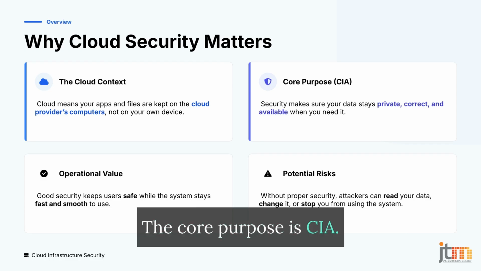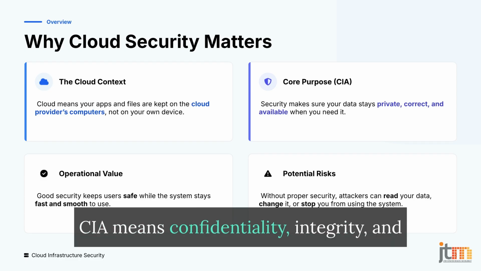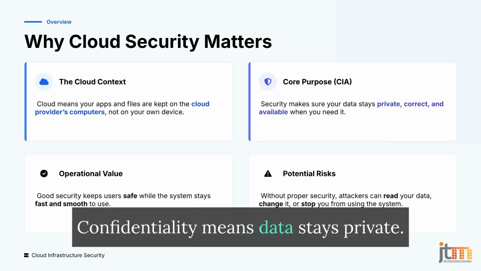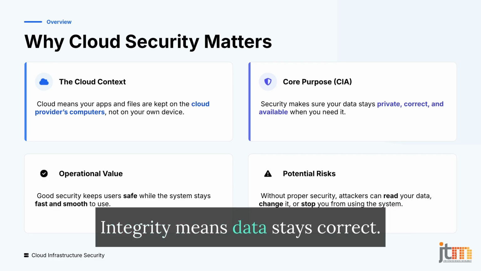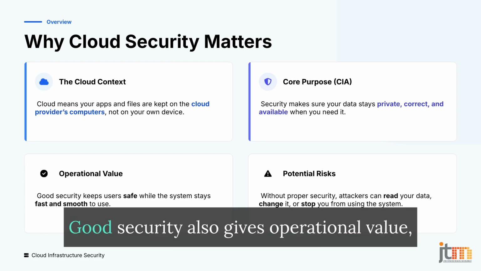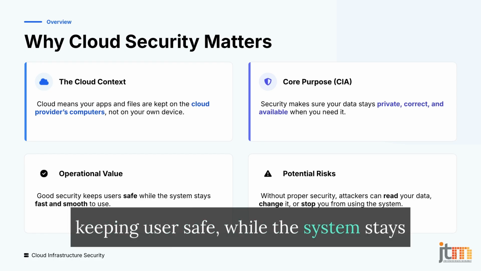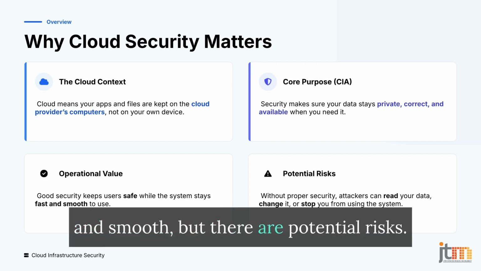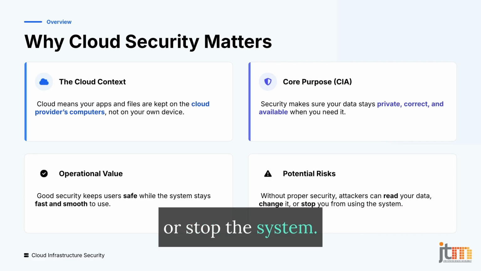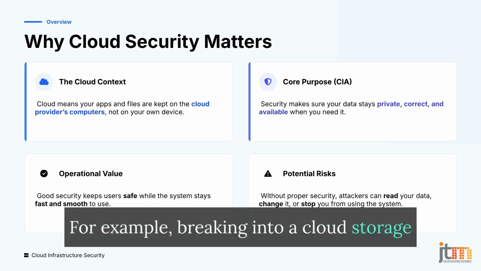The core purpose is CIA. CIA means confidentiality, integrity, and availability. Confidentiality means data stays private. Integrity means data stays correct. Availability means data is available when you need it. Good security also gives operational value, keeping users safe while the system stays fast and smooth. But there are potential risks. Attackers might read your data, change it, or stop the system, for example, breaking into a cloud storage account.